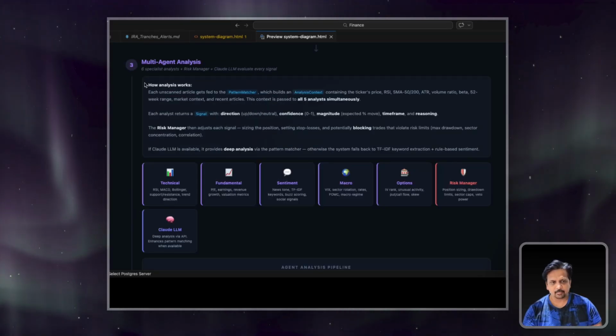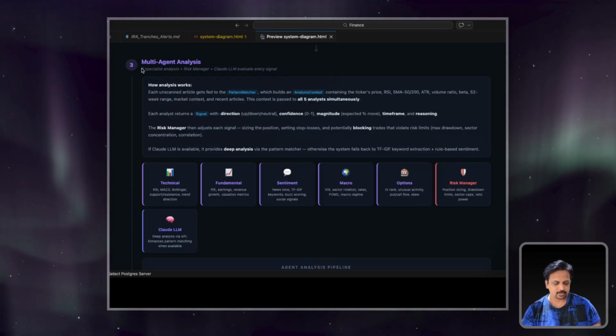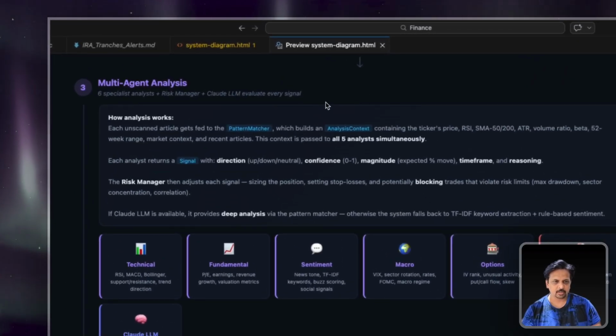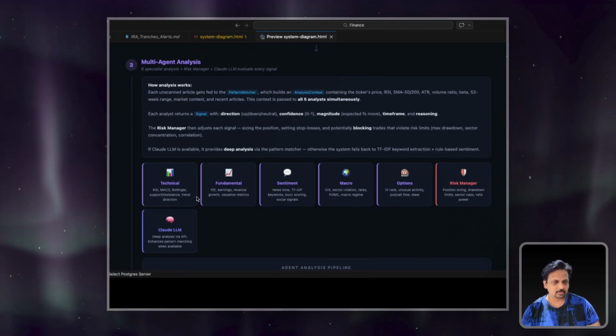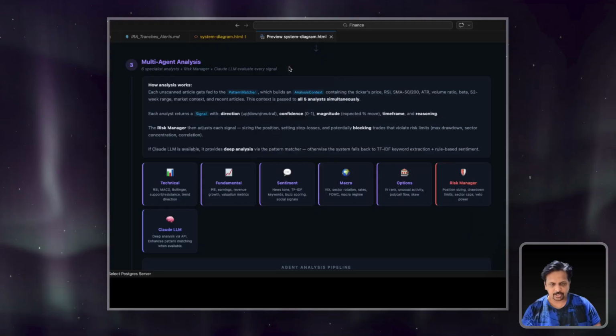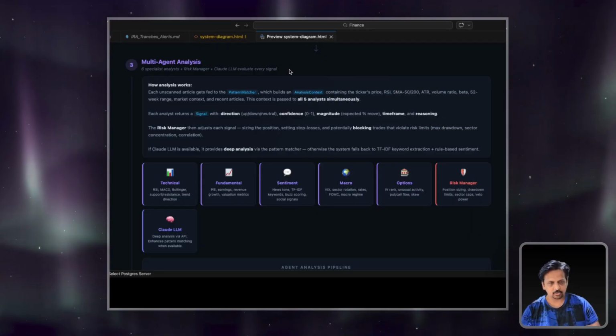Finally, there are 6 specialist agents that have been created, along with the risk manager. These specialist agents will do technical analysis, fundamental, sentiment, macro. All of this happens based on the ingested data and the data already stored in the system.